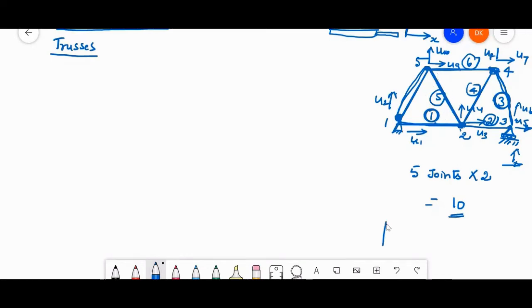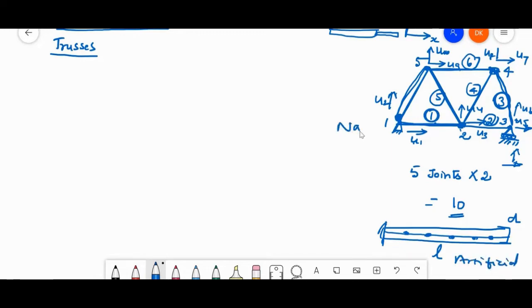Or if you take the solid bar, so like this. In the solid bar, there is no pin joint. It is completely solid with the diameter d and length L. So here we are dividing into a number of elements. The whole structure is divided into a number of elements. So that is why this is artificial discretization. This is natural discretization.